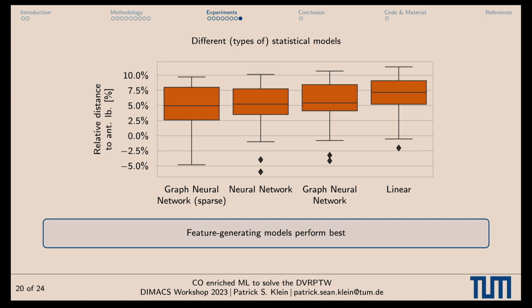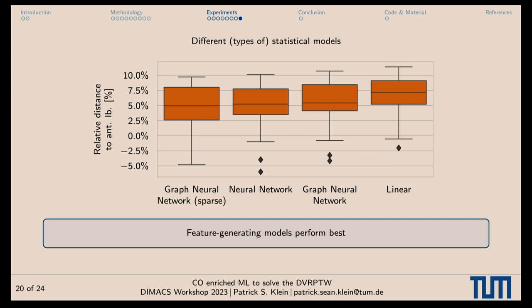First, a linear predictor, which performs the worst. Then 3 types of feature-generating predictors. First, a neural network, and then 2 kinds of graph neural networks. The sparse graph neural network appears to perform the best. This is basically a graph neural network which only contains edges which connect 2 feasible requests. So we only have an edge if the time windows of those requests allow those to be served in sequence.